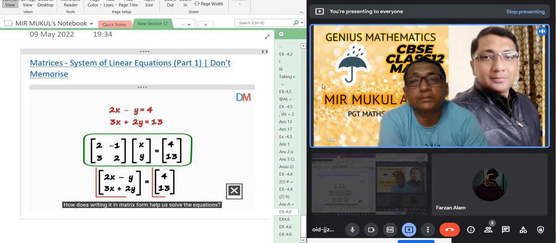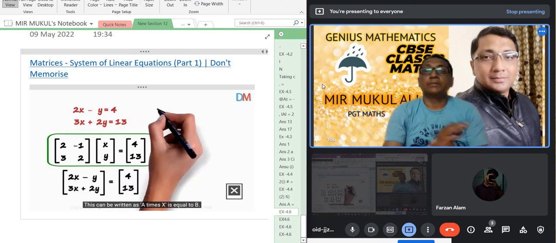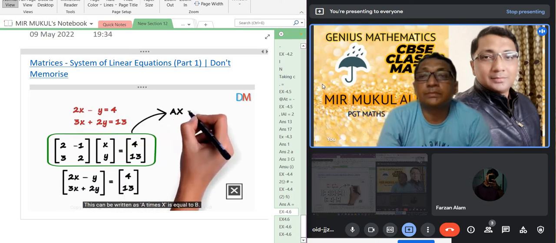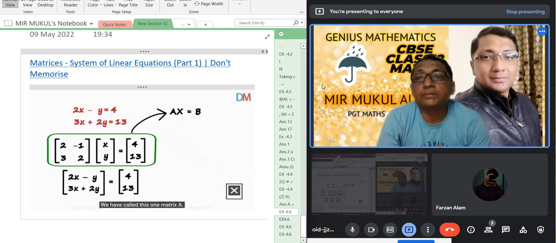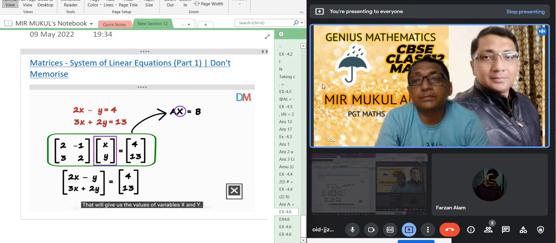How does writing it in matrix form help us solve the equations? Let's see that on the right-hand side. This can be written as A times X is equal to B. We have called this one matrix A and this matrix X and this matrix B. A times X is equal to B. What we're interested in is matrix X. That will give us the values of variables x and y.